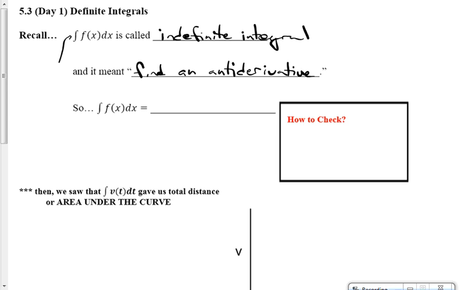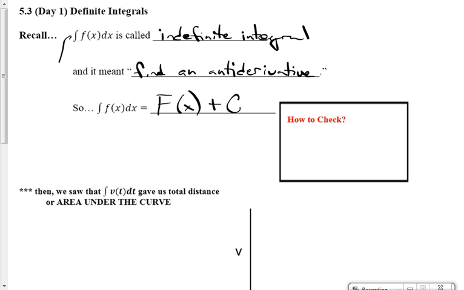Okay. And that general antiderivative, if all we had was f of x, what notation did we use for the antiderivative? Big F. Your English teacher would say capital F. But yes, big F, plus C, the constant of integration.